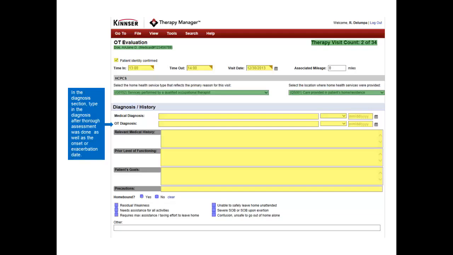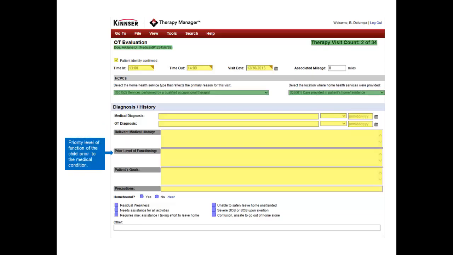In the diagnosis section, type in the diagnosis after thorough assessment was done, as well as the onset or exacerbation date. Type in the child's relevant medical history. Priority level of function of the child prior to the medical condition. Type in the patient's goal for geriatric patients and/or the parent's goal for their child.